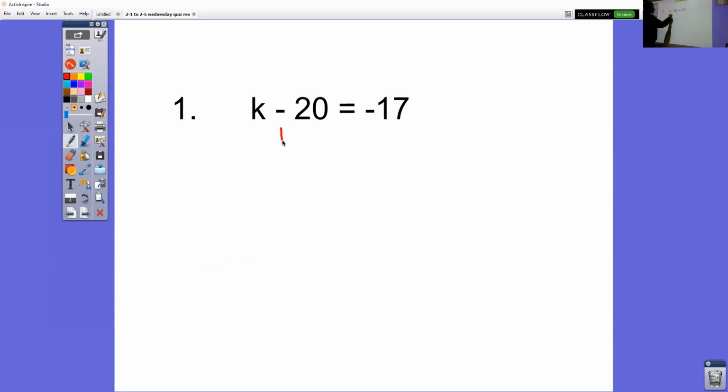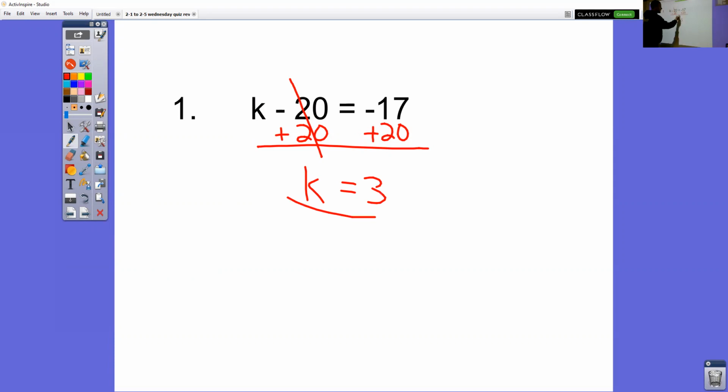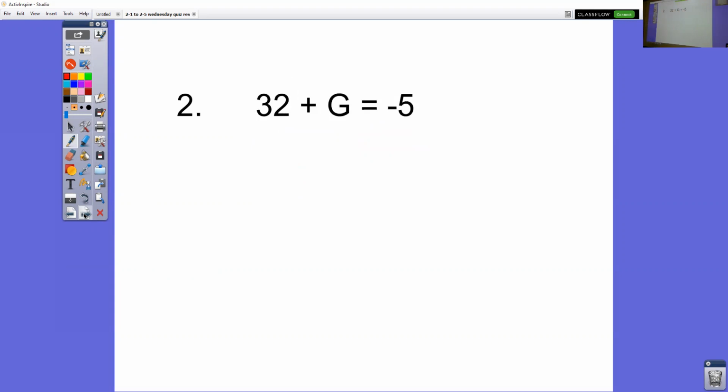In question number 1, you want to try and get the k all by itself. So you want to get rid of that minus 20 by doing plus 20 and plus 20. Whatever you do to one side of the equal sign, you have to do to the other side. Those 20s cancel out. Bring down your k, bring down your equal sign. Negative 17 plus 20 gives you positive 3.